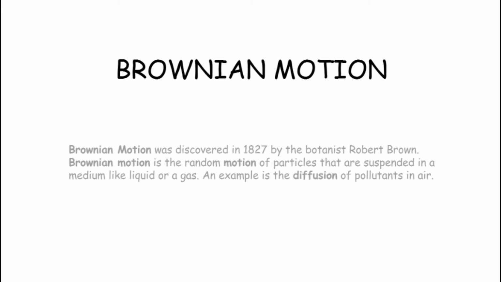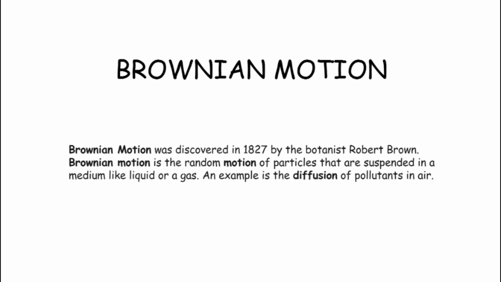Okay, next is Brownian motion. It was discovered in 1827 by the botanist Robert Brown. Brownian motion is the random motion of particles that are suspended in a medium like liquid or gas as a result of collisions with the surrounding gaseous molecules. An example is the diffusion of pollutants in air.